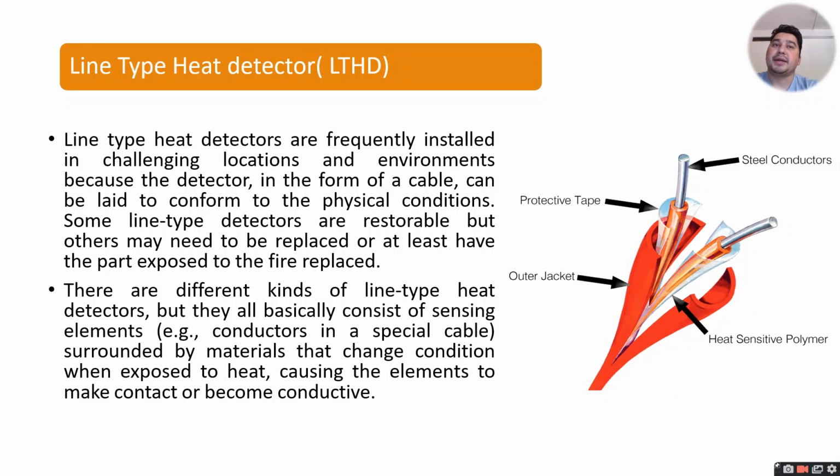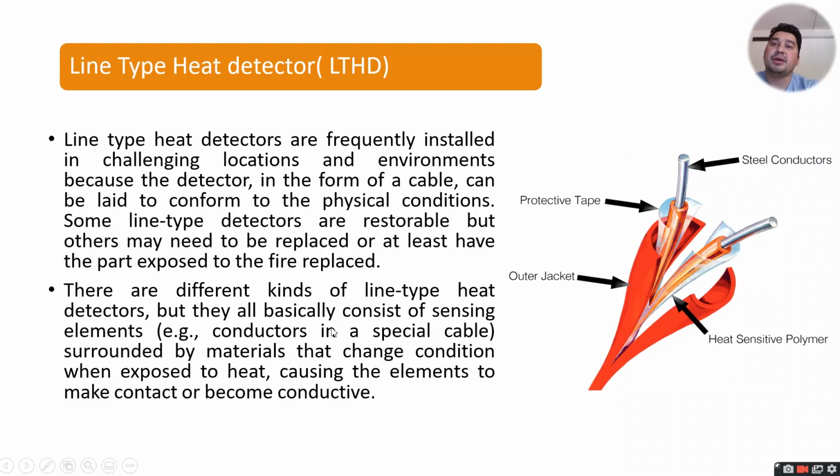Line type heat detector. Line type heat detectors are frequently installed in challenging locations and environments because the detector, in the form of a cable, can be laid to conform to the physical conditions. Some line type detectors are restorable, but others may need to be replaced, or at least have the part exposed to the fire replaced.